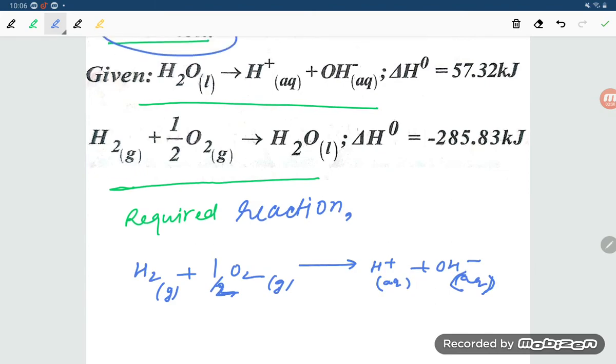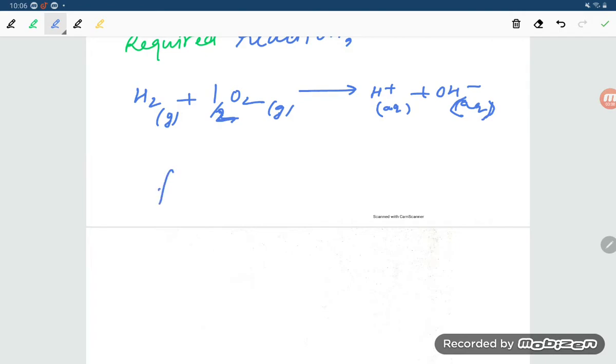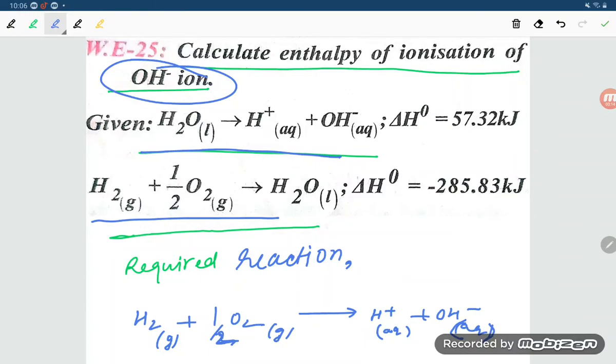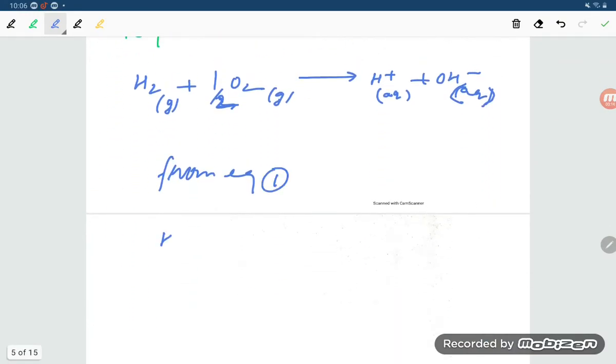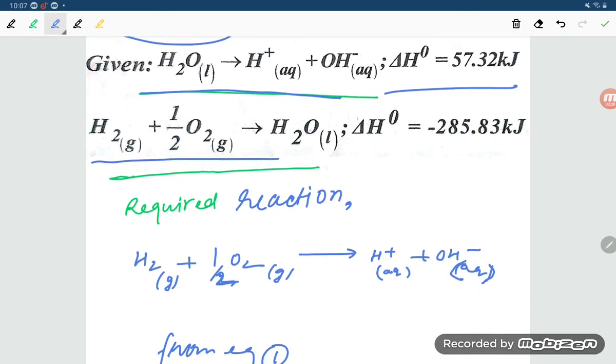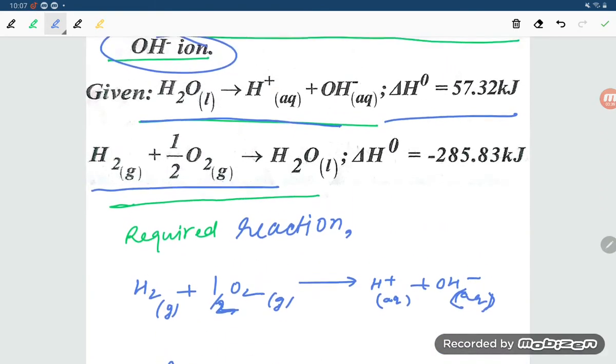Now try to solve the problem. They have given the equations. How can you solve this? From equation 1: H2O liquid is giving H plus ion plus OH minus ion, and they are saying how much energy is absorbed when it dissociates. So delta H naught is equal to 57.32 kilojoule.